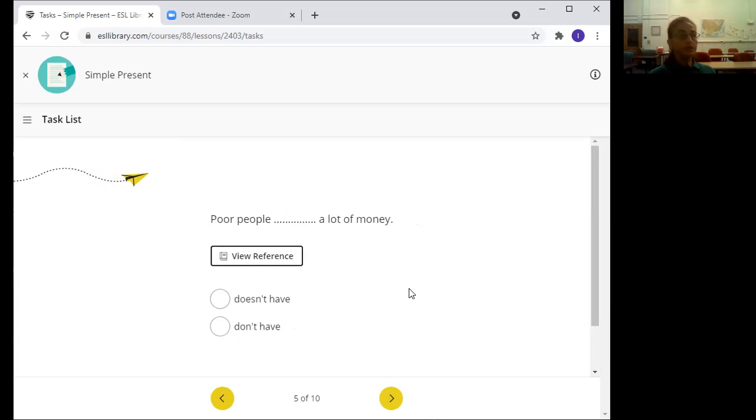Poor people. People in English is plural. Pay attention because in some languages, people may be singular. The word people itself may be singular, but the word people in English is plural, even though you don't have an S at the end of this word. So we're going to choose don't. Poor people don't have a lot of money.